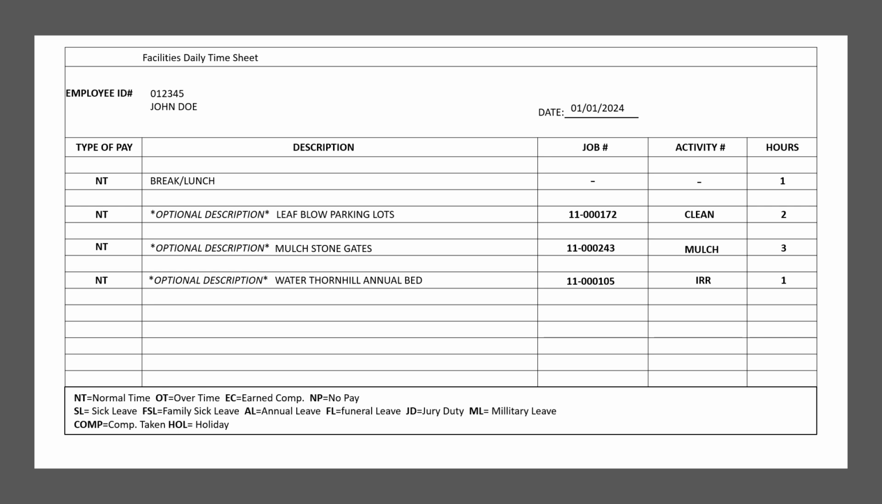And for our last hour, let's try a different type of pay. Let's use sick leave. What should we enter under type of pay? Using the key at the bottom, we know sick leave is written as SL. And if we are leaving 1 hour early to get to a doctor's appointment, we will write 1 in the hours column. This accounts for all 8 hours of the day.